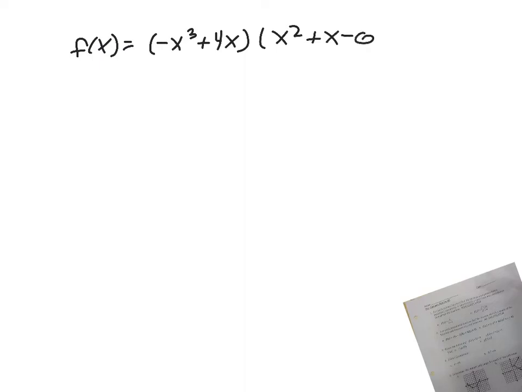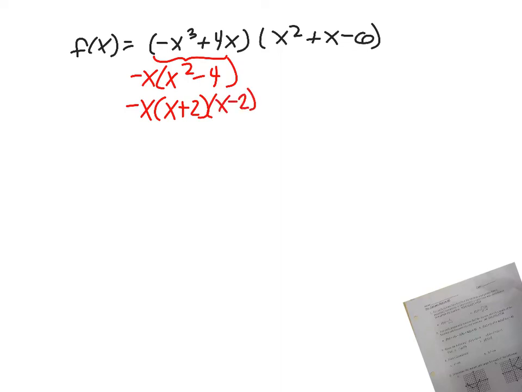All right, 2b is f of x equals, so I notice I'm going to have to factor this. I have -x cubed plus 4x. It's in a semi-factored form. X squared plus x minus 6. All right, so for the first parentheses here, I'm going to factor out -x. And then I get x squared minus 4. And then I get -x times x plus 2, x minus 2, because I have dots. And then this factors and becomes x plus 3 and x minus 2.